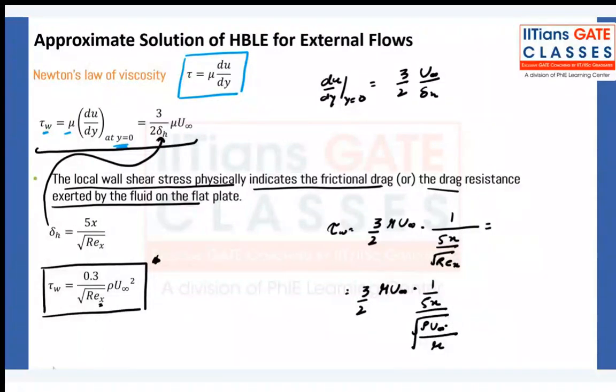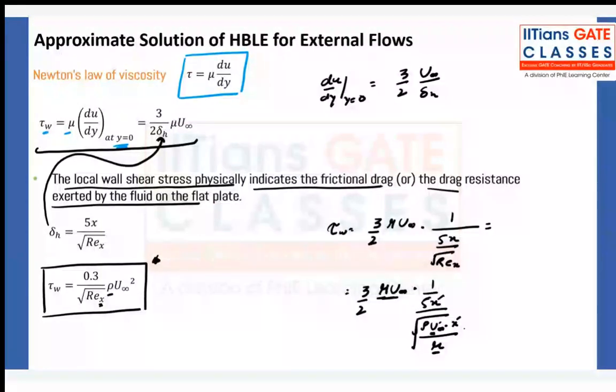Now there is a mu here, there is a mu here. There is a u infinity here, there is a u infinity here, but it is under a root. There is an x here. You can cancel this, so you will get it in the form of rho and u infinity, and then you will get it in Reynolds number form.